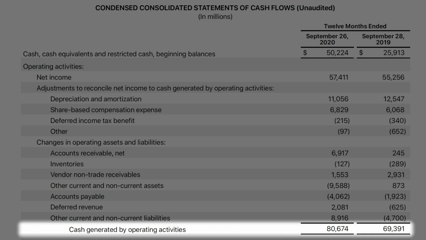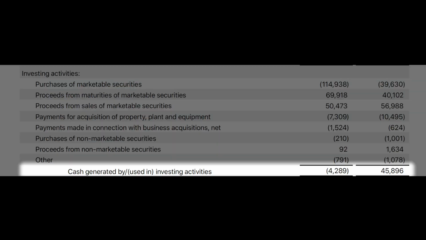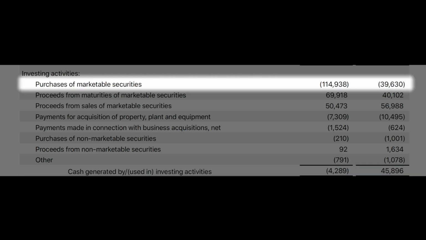That itself tells you that the business has no issue at all and is growing at a healthy rate of 16% year over year. Alright, moving on, let's look at the cash generated by investing activities. Apple generated a net outflow of 4.3 billion of cash in 2020 as opposed to an inflow of 46 billion in 2019. That is mainly attributed to the purchase of marketable securities, from 39 billion in 2019 to 115 billion in 2020, a whopping increase of $76 billion.